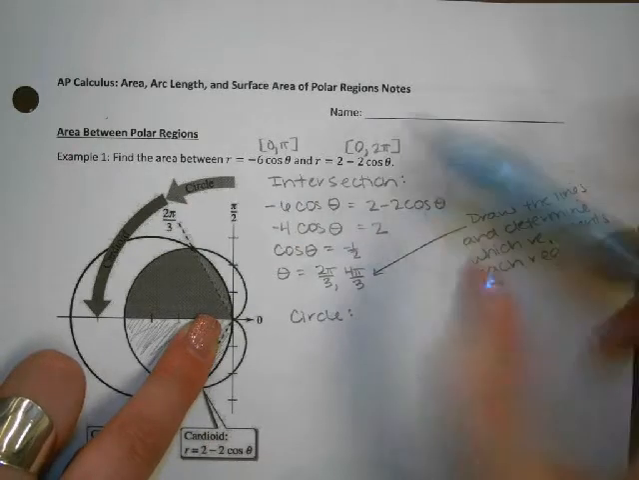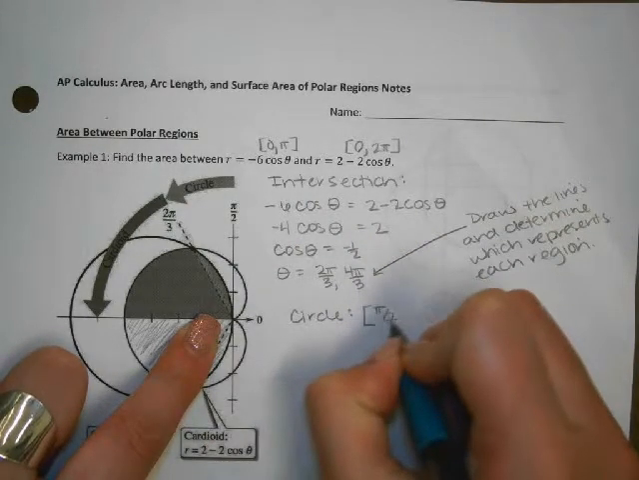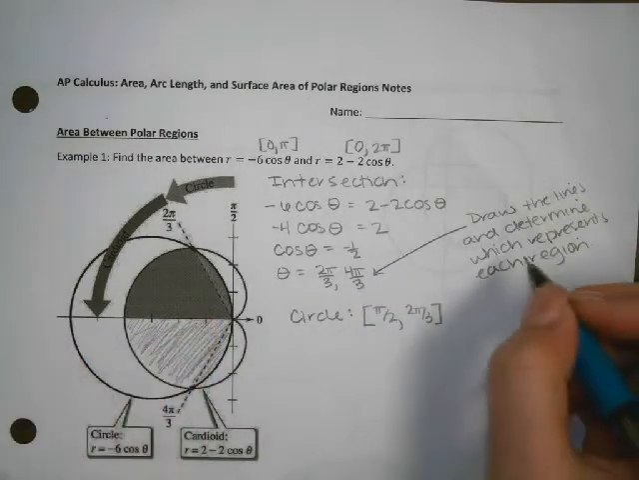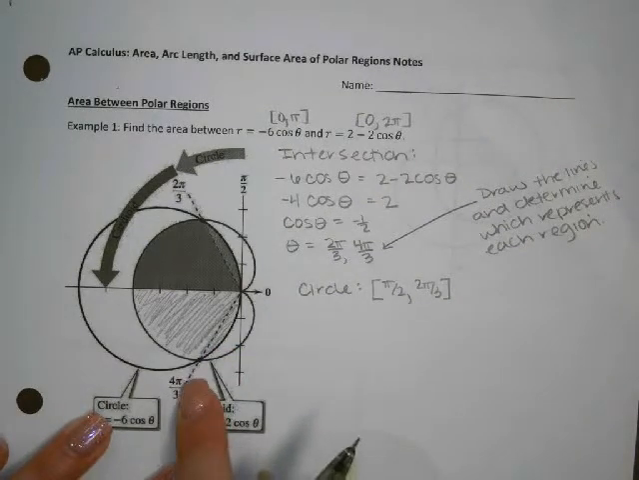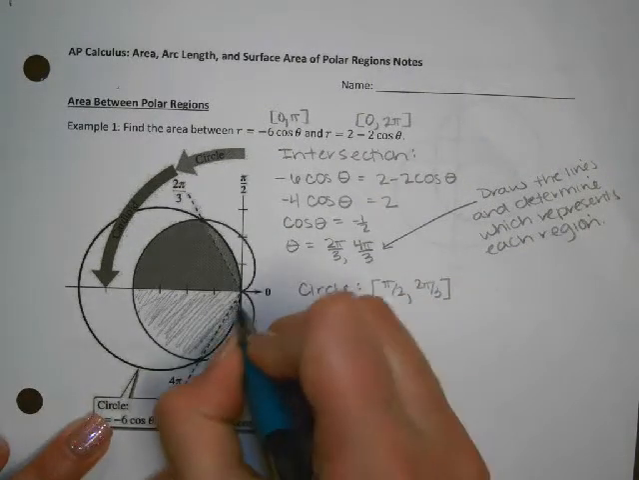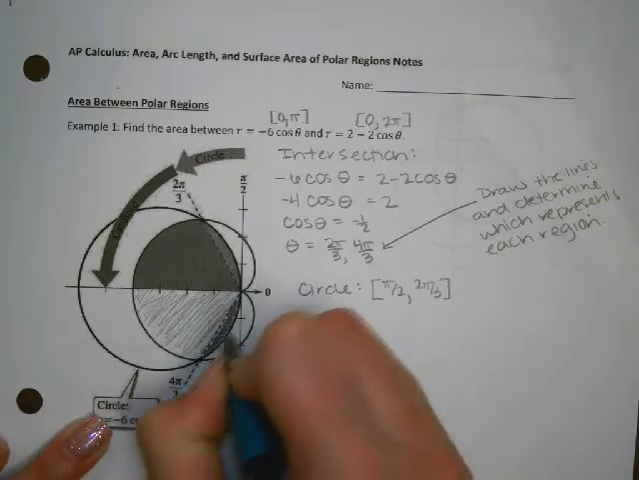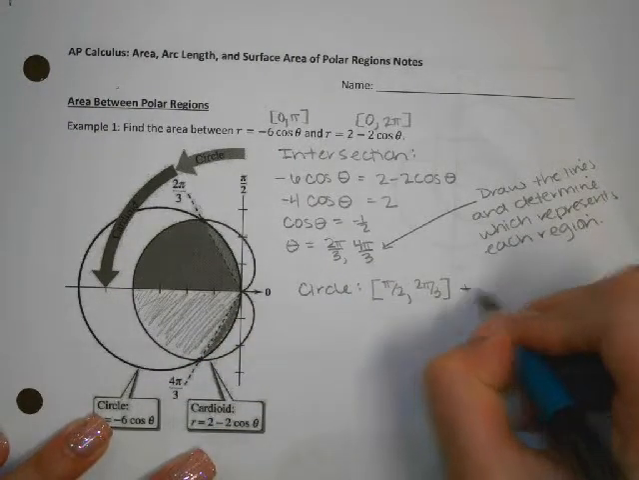I colored that in, but you can't even see it. All right, so we're going to say the circle is from pi halves to 2 pi thirds, because it's going to give us that sliver. And then down here you can see that the other sliver would be from 4 pi thirds to 3 pi halves. You'll be able to see this one better. So if I use the circle, then I can get the areas of those two slivers.